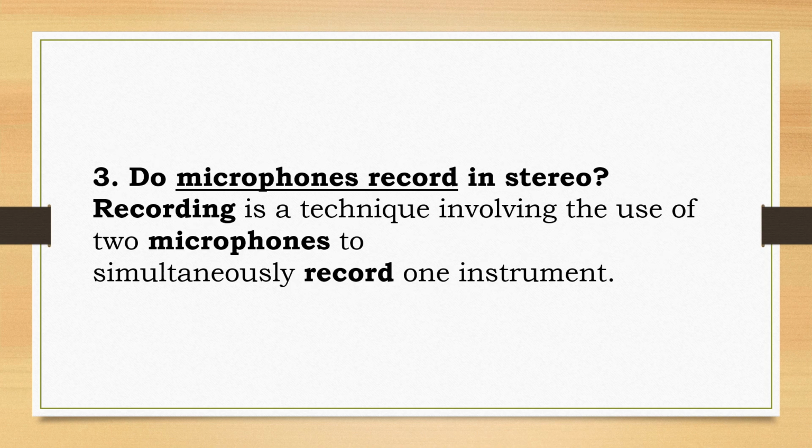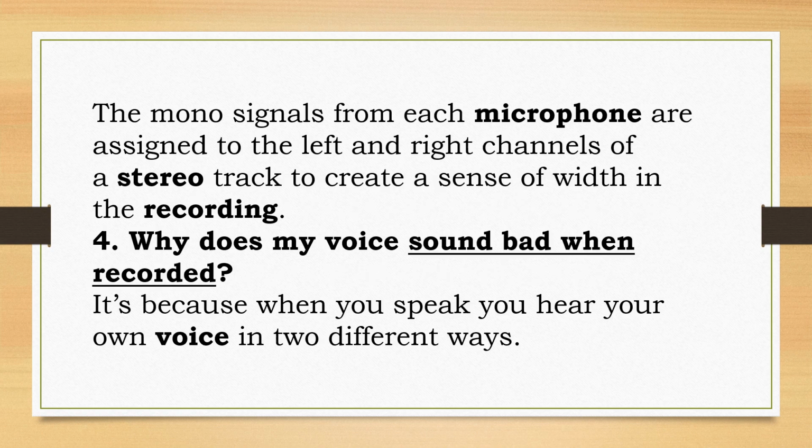3. Do microphones record in stereo? Stereo recording is a technique involving the use of 2 microphones to simultaneously record one instrument. The mono signals from each microphone are assigned to the left and right channels of a stereo track to create a sense of width in the recording.